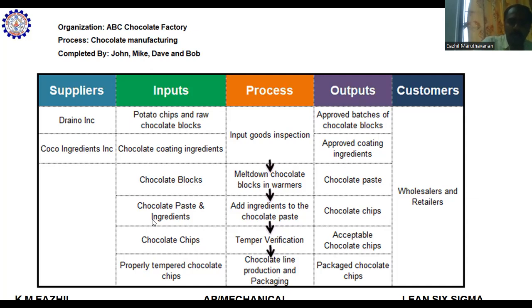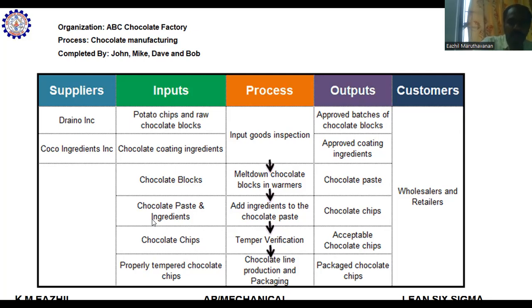For this output, we have to identify the customers. Wholesalers and retailers are the customers of these chocolate outputs, which are made in the factory. These are the two customers that we have to focus on. For the wholesalers and retailers, there will be separate customers of their own. For us, the wholesalers and retailers are the main customers.